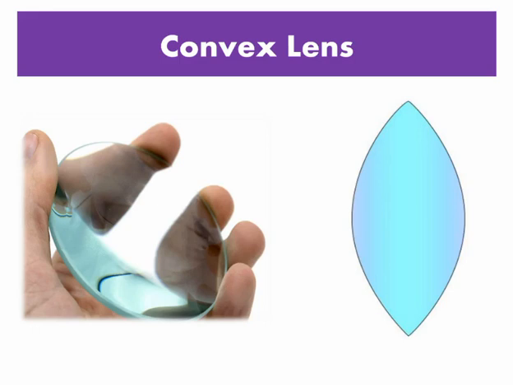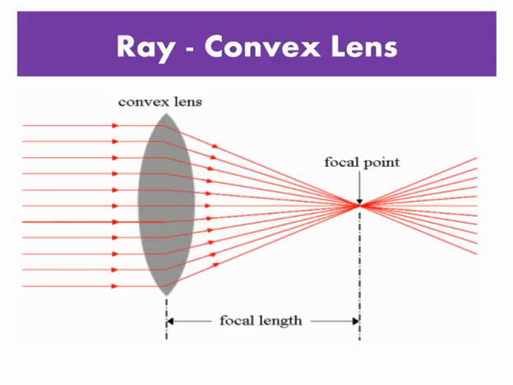They can be identified by their shape, which is relatively thick across the middle and thin at the upper and lower edges. The edges are curved outward rather than inward.